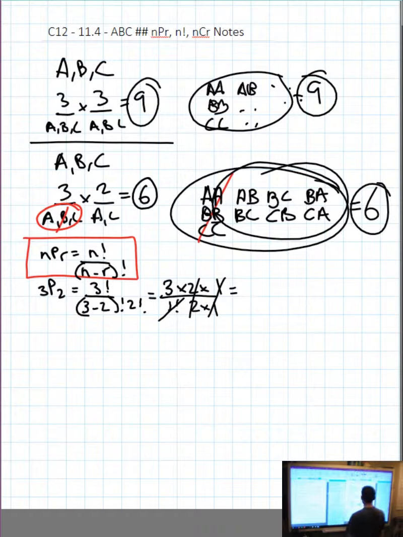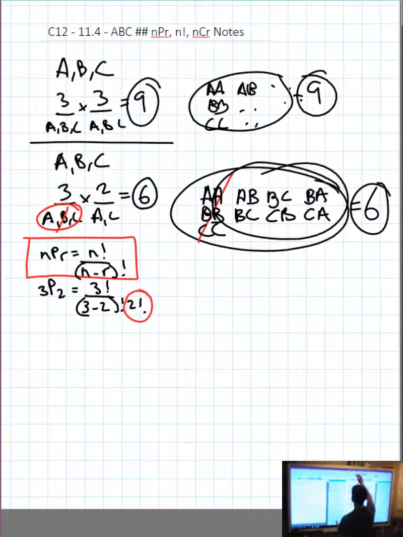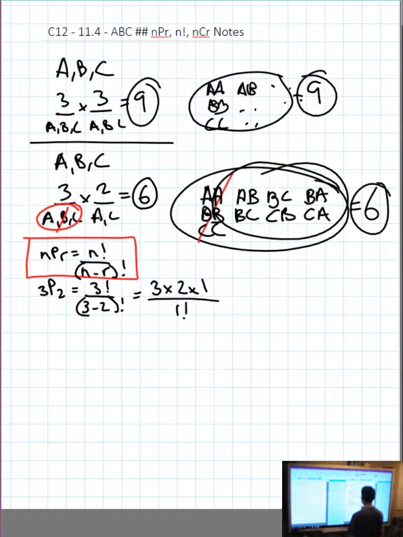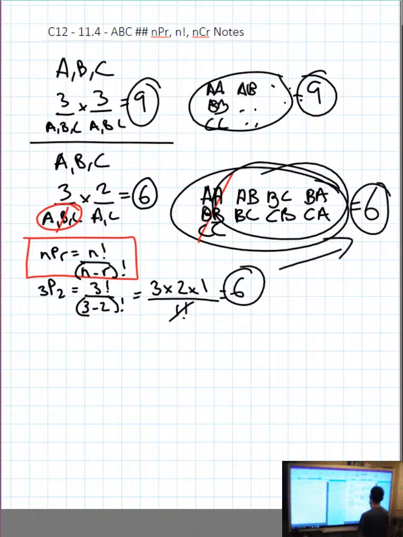So I'm going to erase the 3. I'm going to erase the fraction. Now, where's the problem? I've got that extra 2 factorial on the bottom because I was thinking in my head it might have been a C formula from down below. I'm going to erase that 2 factorial from the bottom and continue. Equals on the top, 3 times 2 times 1 over 3 minus 2 is 1. Factorial is just 1. 3 times 2 times 1 is 6, the same 6 as we did above.